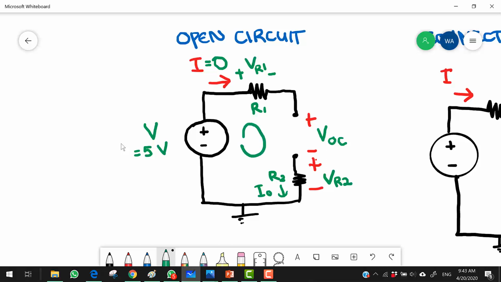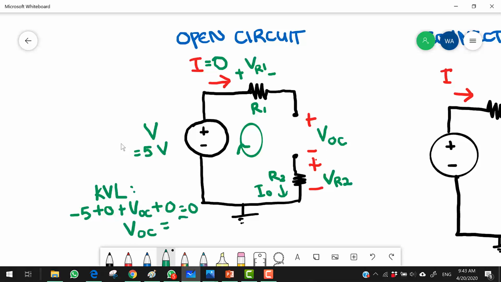Now, if I were to do a Kirchhoff's voltage law here, I'm going to have -5 plus 0 plus voltage of open circuit plus 0 equal to 0. So the open circuit voltage is going to be 5 volts, which is determined by the circuit connection itself. So remember, for an open circuit, current is 0, but open circuit voltage depends on the circuit. And let's have a look at the next situation.